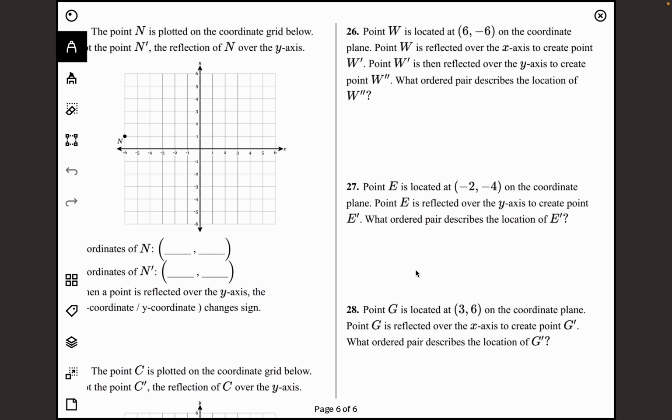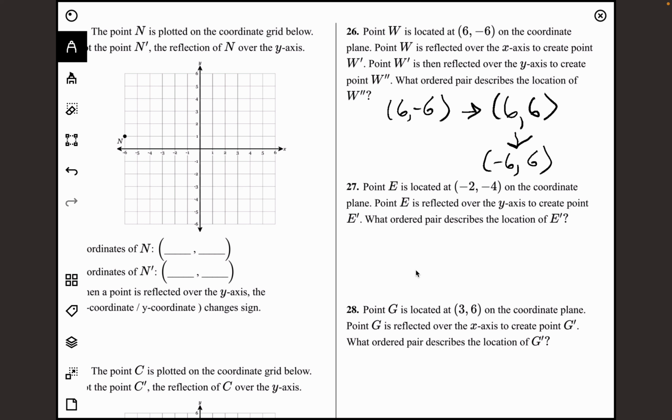All right, we're going to have questions that are like this. This says point W is located at 6, -6 on the coordinate plane. Point W is reflected over the x-axis. Then it's reflected over the y-axis. We got to figure out the ordered pair. So we have 6, -6. What happens when it reflects over the x-axis? When it crosses the x-axis, the y changes. So we have 6, 6. Then it reflects over the y-axis, so what changes? X. So what do we have?